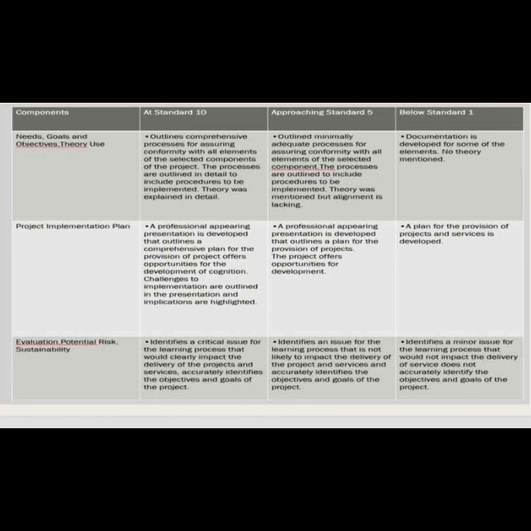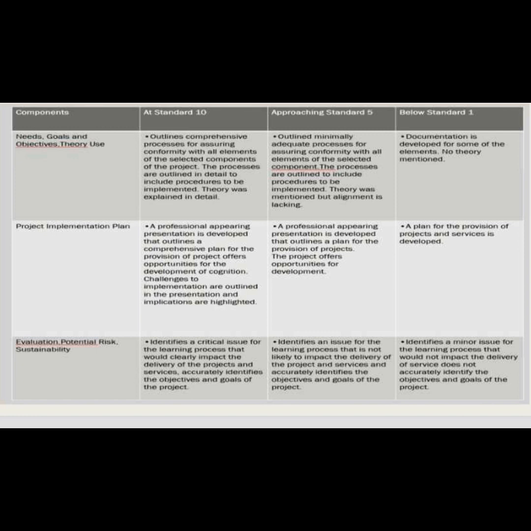Project Implementation Plan. A professional appearing presentation is developed that outlines a comprehensive plan for the provision of the project, offers opportunity for the development of cognition, challenges to implementation are outlined in the presentation and implications are highlighted. Evaluation, potential risk, sustainability. Identifies a critical issue for the learning process that will clearly impact the delivery of the projects and services. Accurately identifies the objectives and goals of the project.